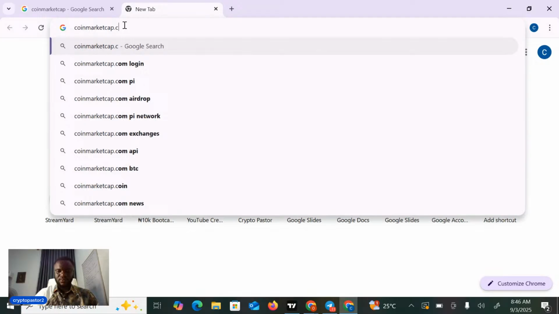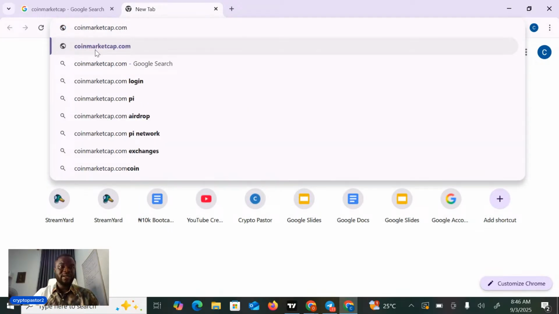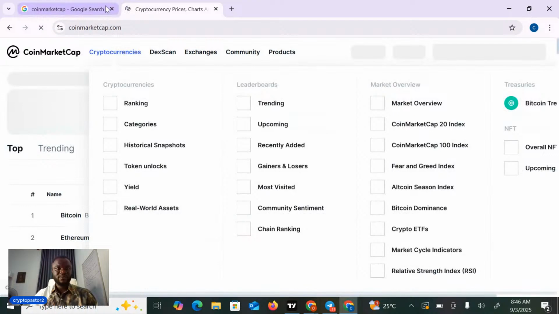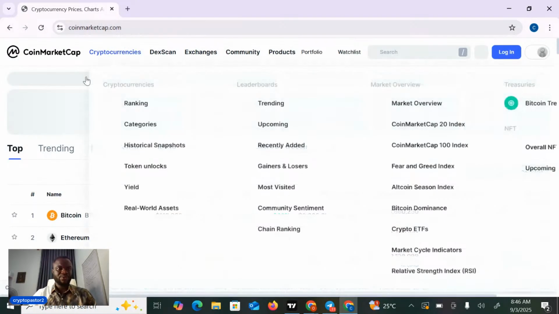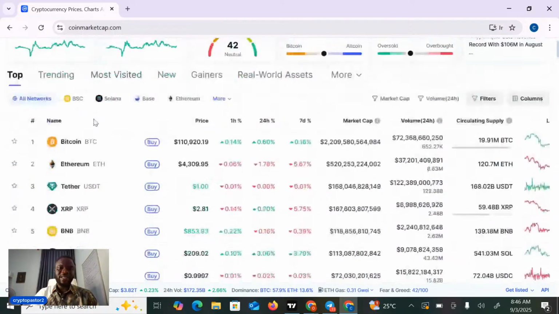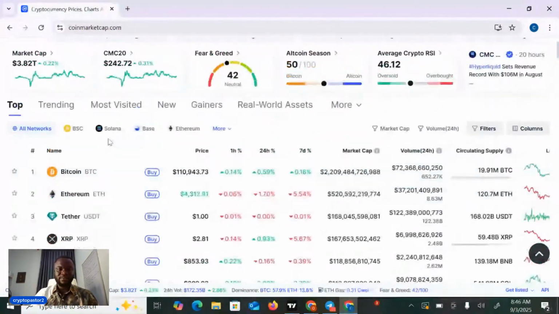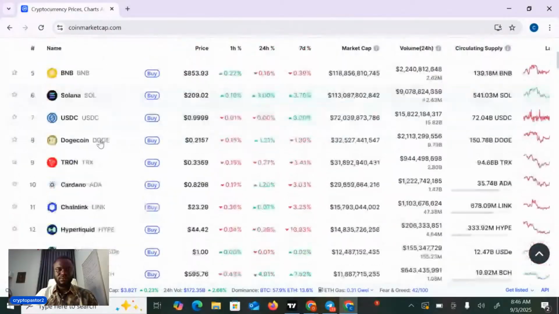Coinmarketcap.com. So this is where I used to go and check more information about a coin. You can see it, open coinmarketcap.com. There's no coin in this world that is not here. If any coin is not here, I think the coin is not really a legit coin. You understand?